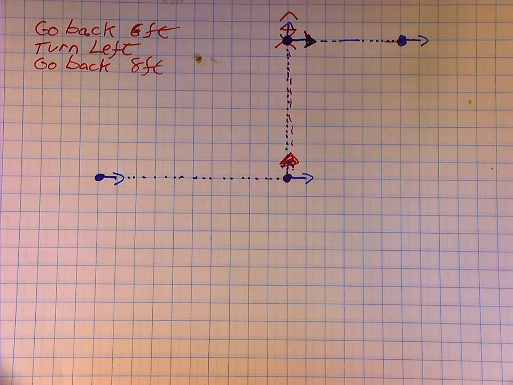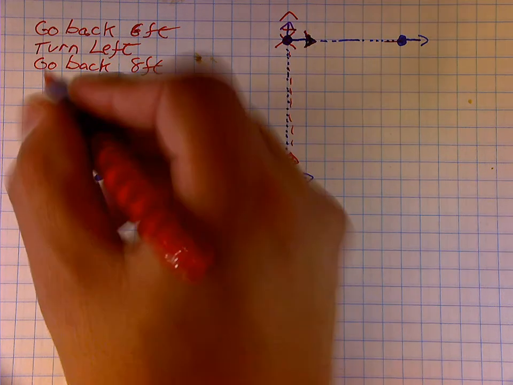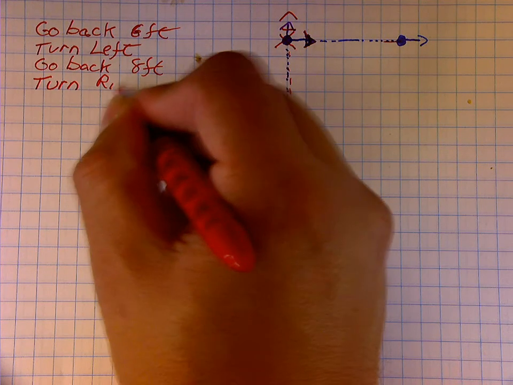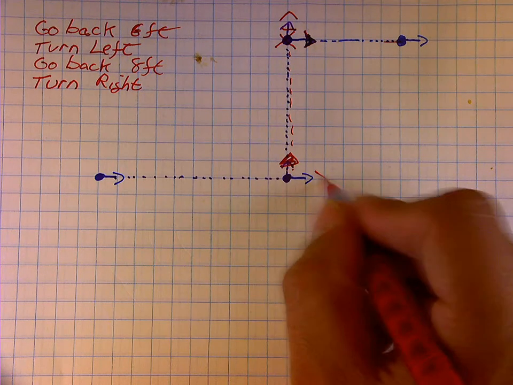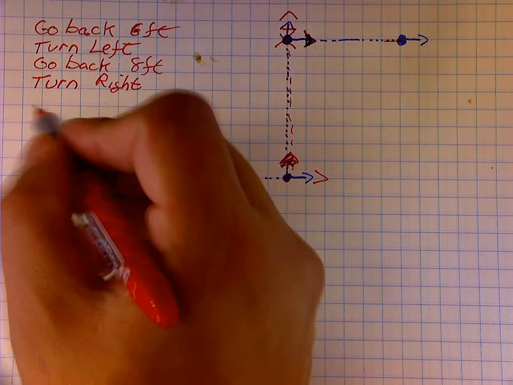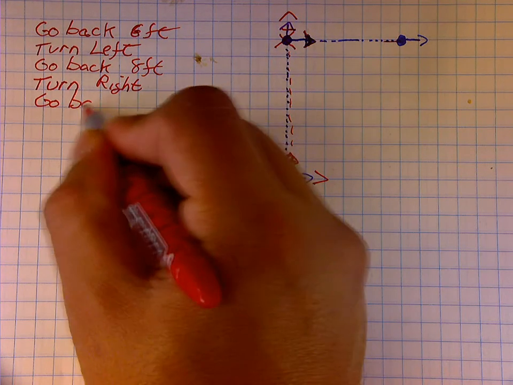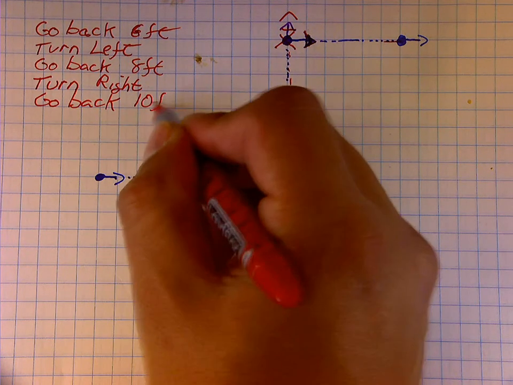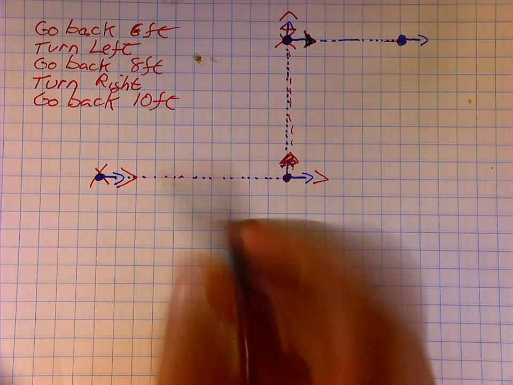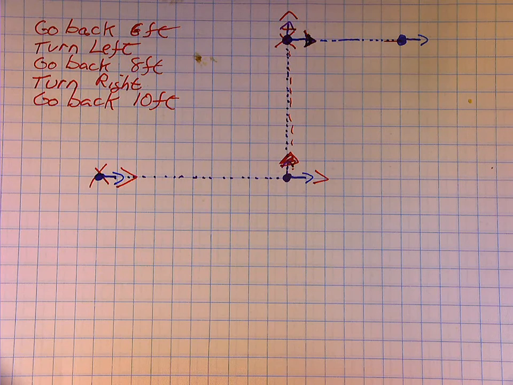But I need you to now turn to face that direction, which will be turn right. Now you're facing in that direction. And last but not least, you will go back 10 steps, or 10 feet. And you'll end up following this path, ending up at this spot, facing the same direction as when you started. This is an example of an inverse set of instructions.